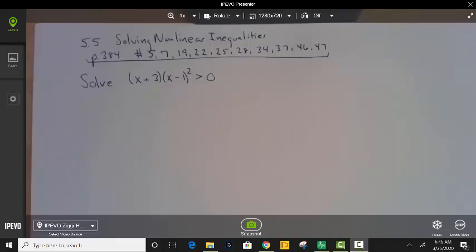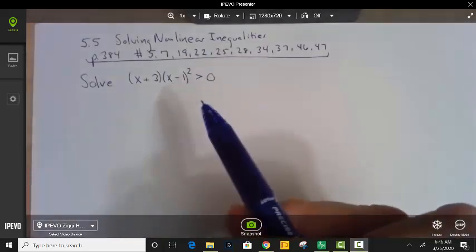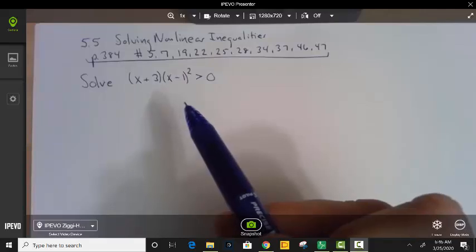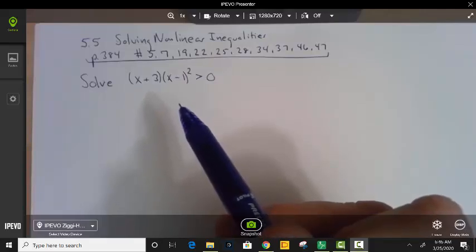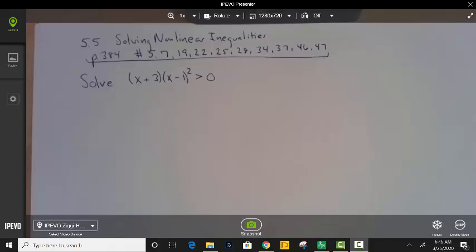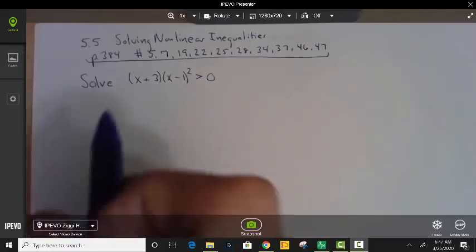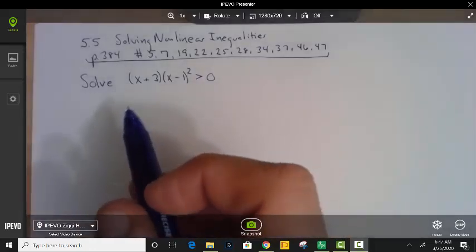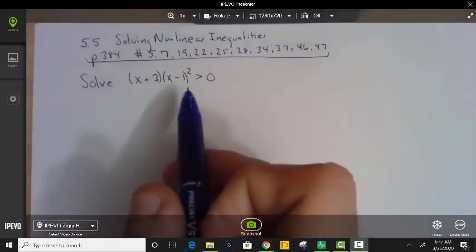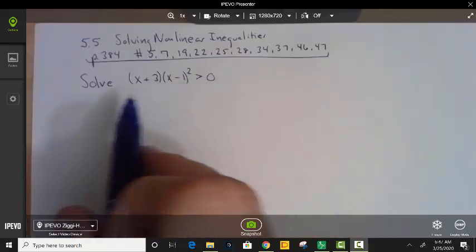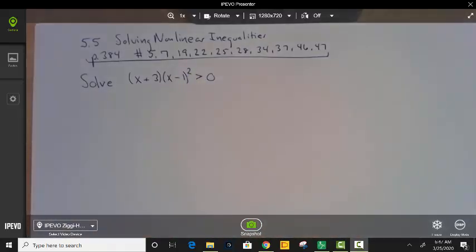So we know how to solve linear inequalities, and that's where we would just isolate x. In terms of an inequality, we'd isolate x, move everything to one side, combine variables, and then solve. And then if we end up dividing by a negative, we would flip the inequality. But what if it's a nonlinear inequality? So for example, x plus 3 times x minus 1 squared greater than 0. There's no way to isolate the x to identify the answer to this inequality.